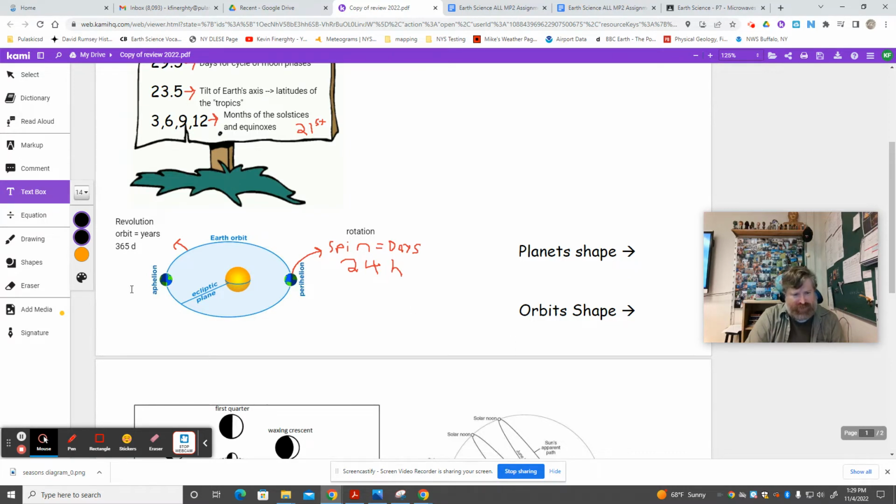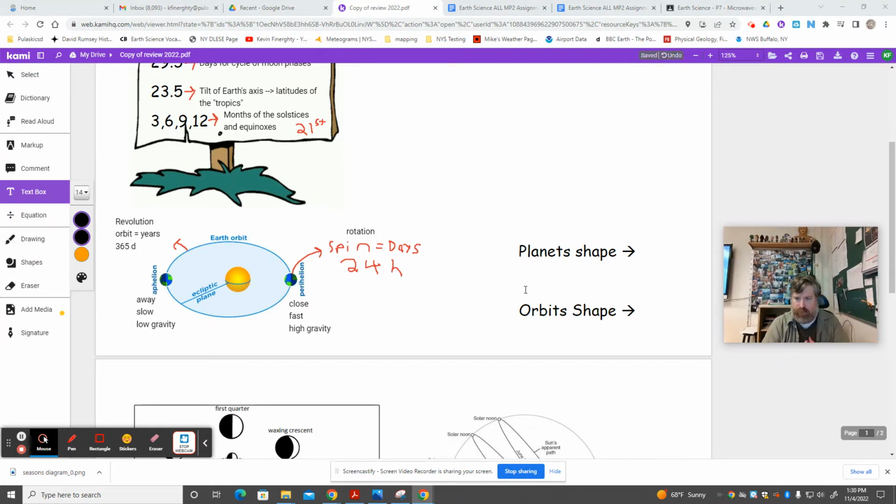Elliptical orbits do have this aphelion. Remember, A is for away. Slow and low gravity. Perihelion, P for close, I guess. Proximity is close, fast, and high gravity. Yeah?